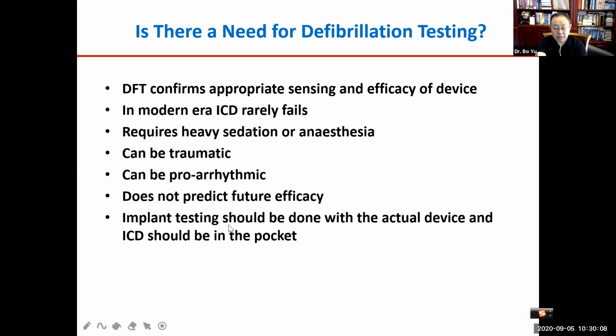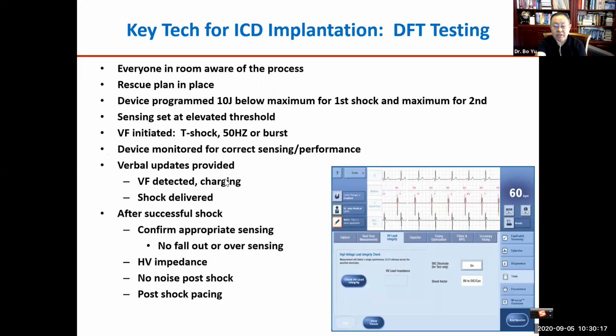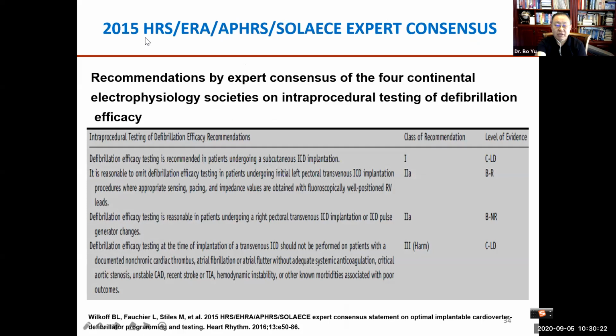Testing should be done with an active device, and the ICD should be targeted. There's a guideline in 2015 from HRS. In the following situations, you may do the ICD DFT test. Defibrillation efficacy testing is recommended in patients undergoing a subcutaneous ICD implantation. That's a class 1 recommendation. For transvenous ICD implantations, it's reasonable to omit defibrillation efficacy testing. It's a 2A recommendation. And defibrillation efficacy testing is reasonable in patients undergoing a right pectoral transvenous ICD implantation or ICD pulse generator changes. The DFT test is a 2A recommendation.